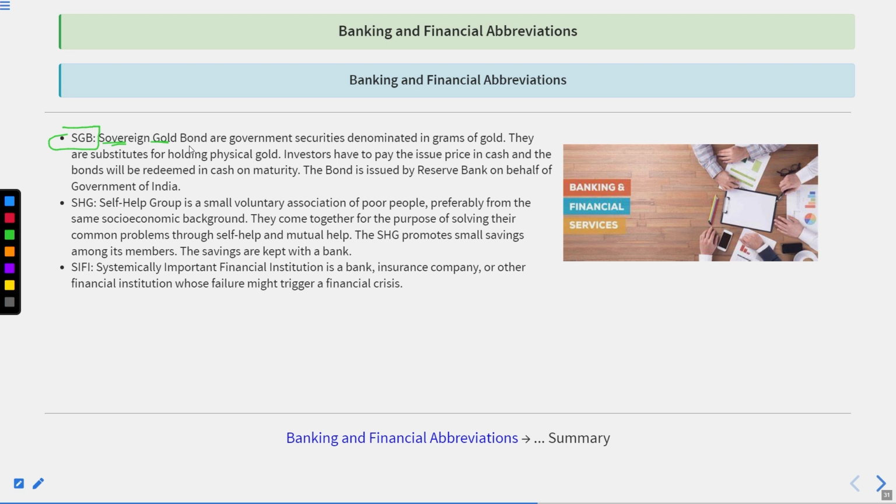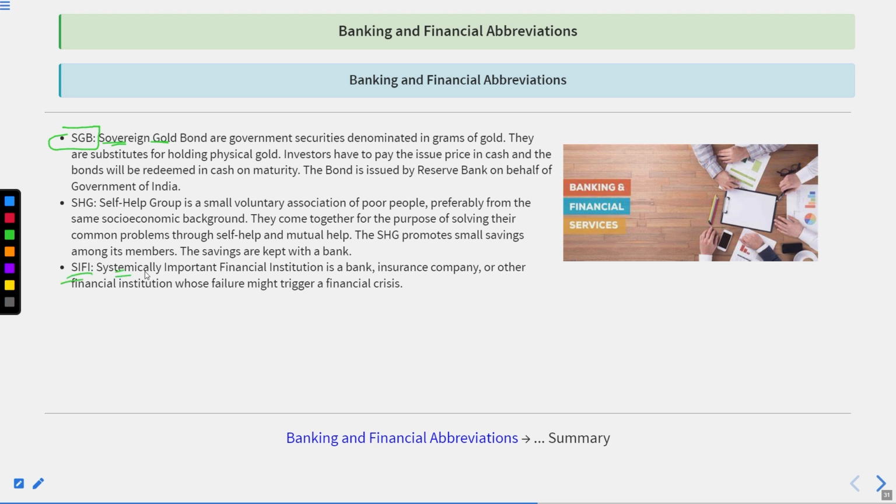SHG, the self-help group, is a small voluntary association of poor people, preferably from a similar socio-economic background, who come together for the purpose of solving their common problems through self-help and mutual help. The SHG promotes small savings among the members. The savings are kept with the bank.